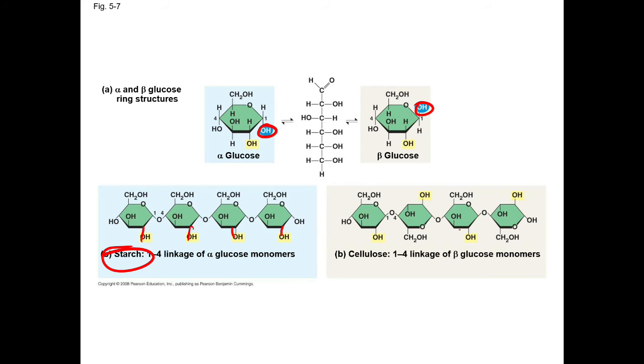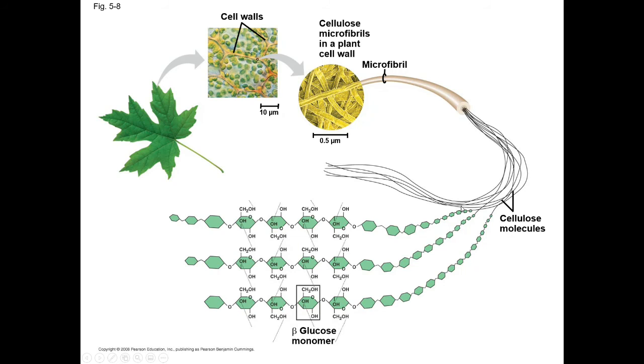We can eat this. Here we got one going down. We got one going up, down, up. They alternate. So that's cellulose because it's beta glucose. And this one is alpha glucose. And this is the one that's going to form the sheets and the fibers. So this picture kind of shows that.